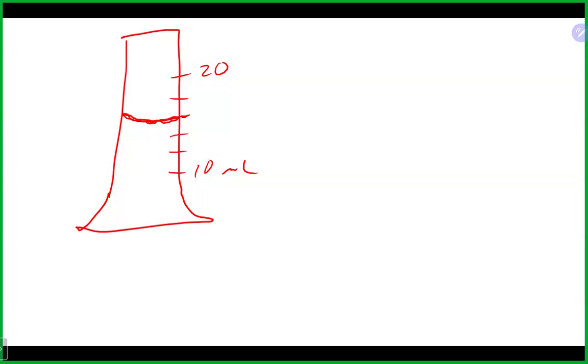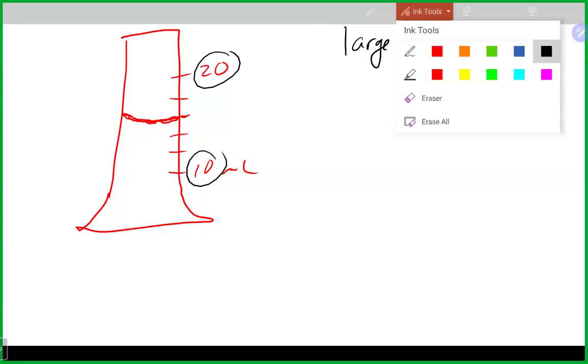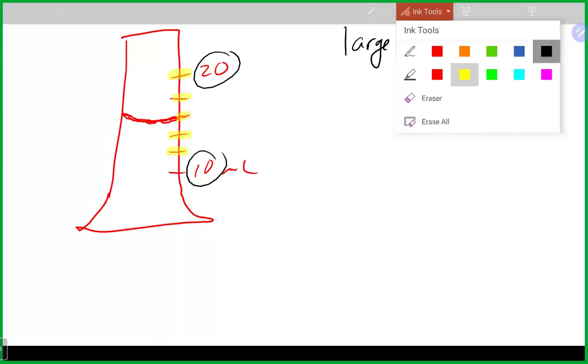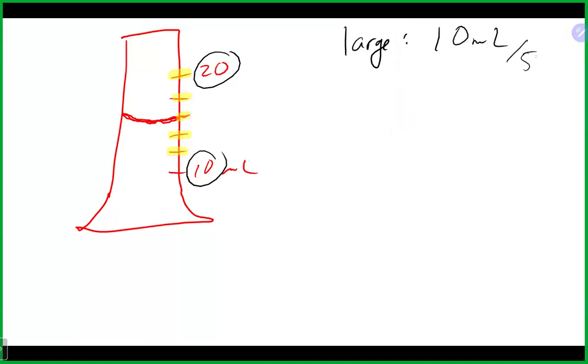All right, so let's see if you are right or not. We'll start with our large markings. I have a 10 and a 20. Just like the other one, the difference between the large markings is 10 milliliters. When I count the smaller markings between those two, I have 1, 2, 3, 4, and 5. That means that if I take 10 divided by 5, each of my small markings is actually 2 milliliters. So the markings would be 12, 14, 16, 18, and 20.